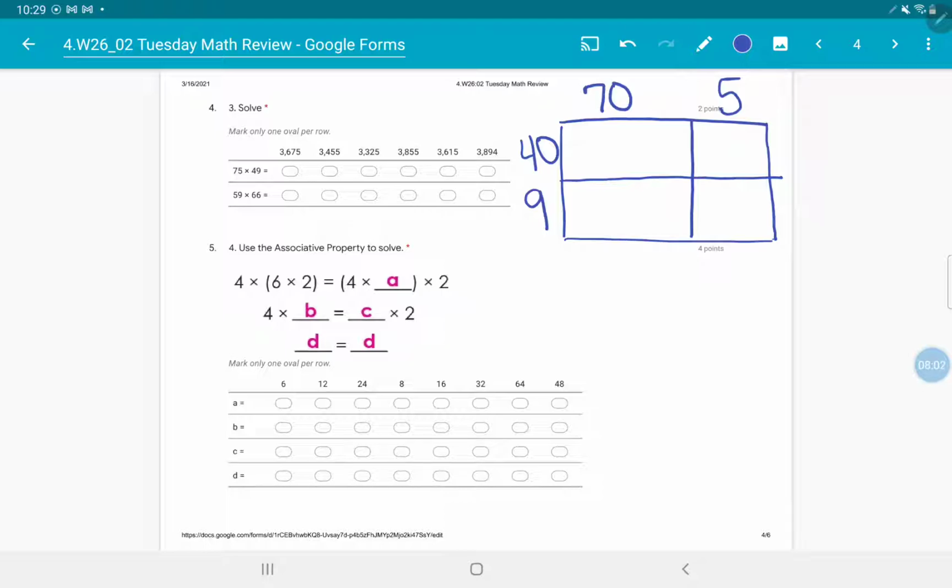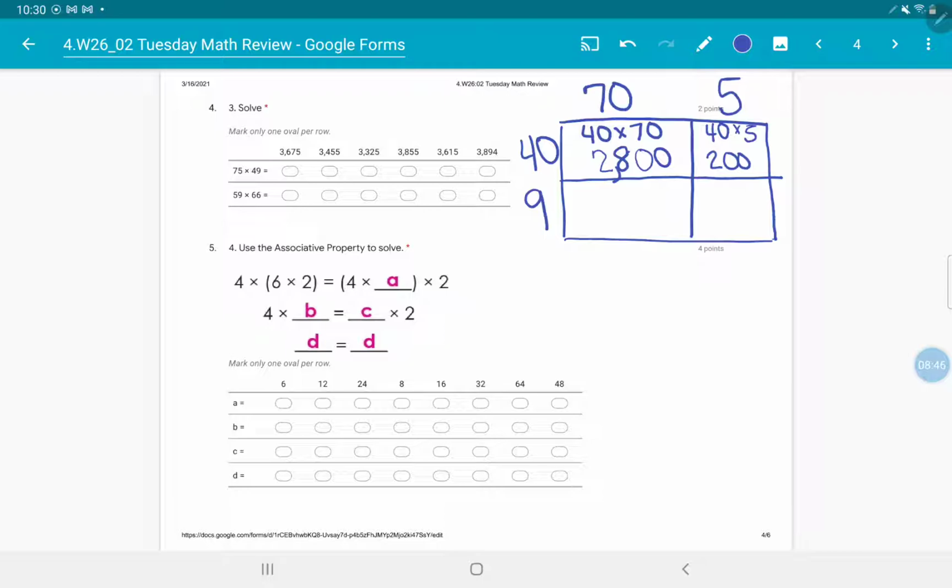All right, so to find the area of this section right here, this first one, what am I going to multiply, Ansley? 70 times 40. And what is 70 times 40? 2,800. Very good. 7 times 4 is 28, and I have 2 zeros. How about the area of this part, Scotty? 40 times 5. And what is 40 times 5? 200. Very good. 4 times 5 is 20, and I need one more zero.